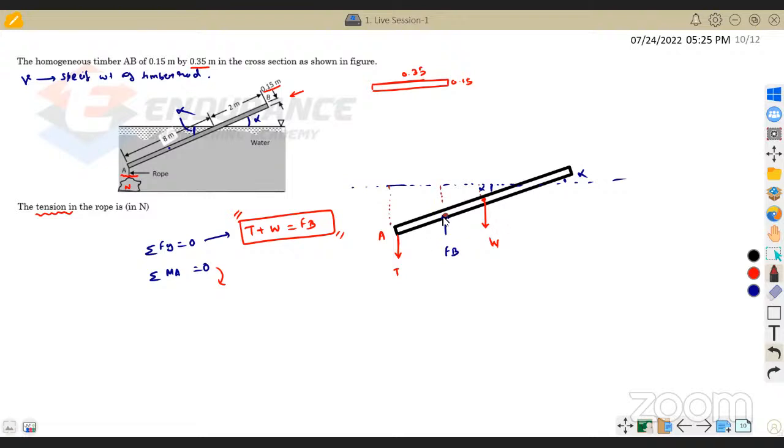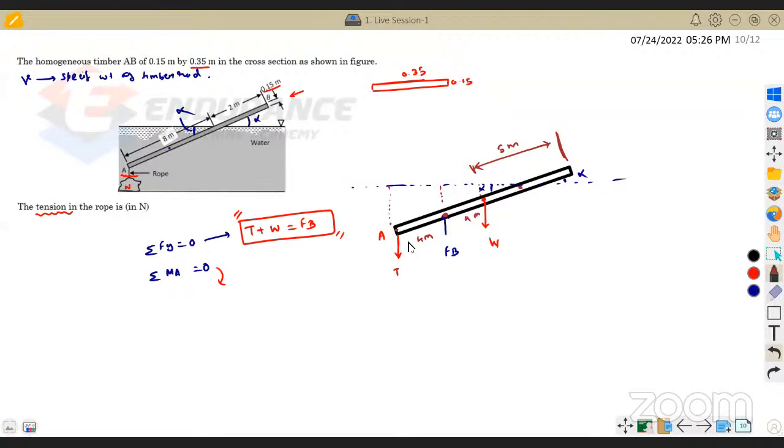Center of buoyancy will be acting at the center. That means this side will be 4 meter, and this side will be 4 meter. And weight, if you consider from overall, will be acting at the centroid of the complete body. Which means 5 meter, because total is 10, right? So weight will be acting at 5 meter from this end. And center of buoyancy will be acting 4 meter from this end and 4 meter from this end, because center of buoyancy will be at the centroid of the immersed body.